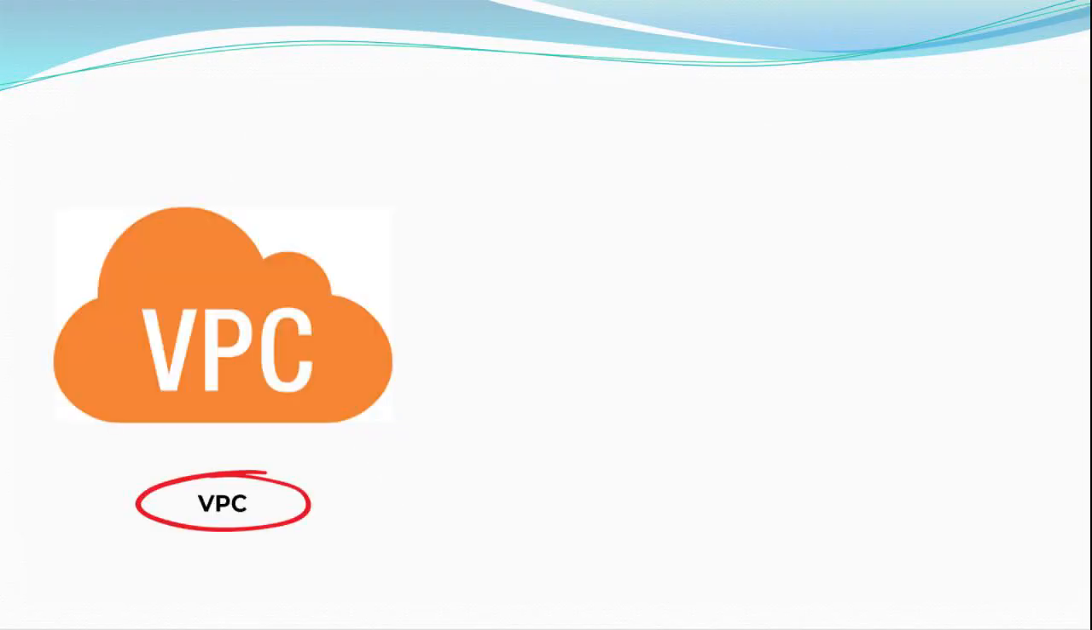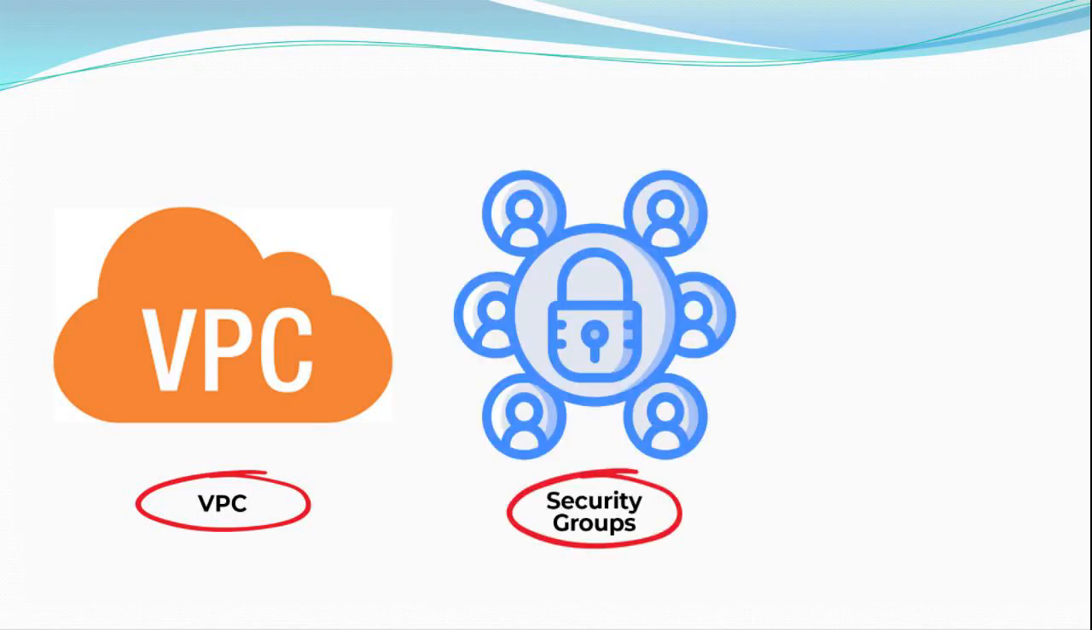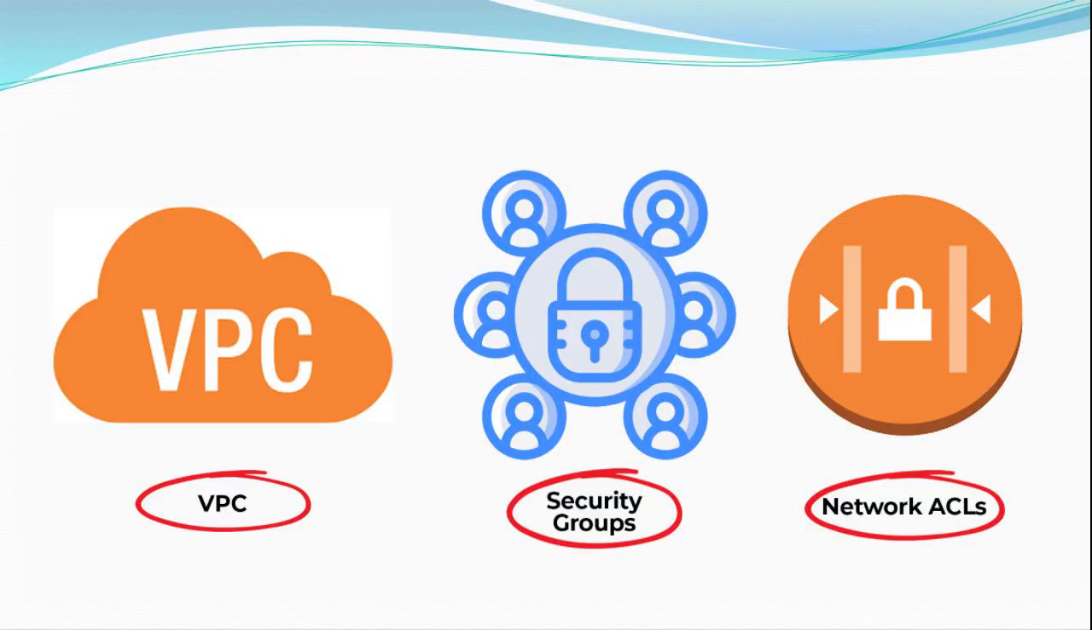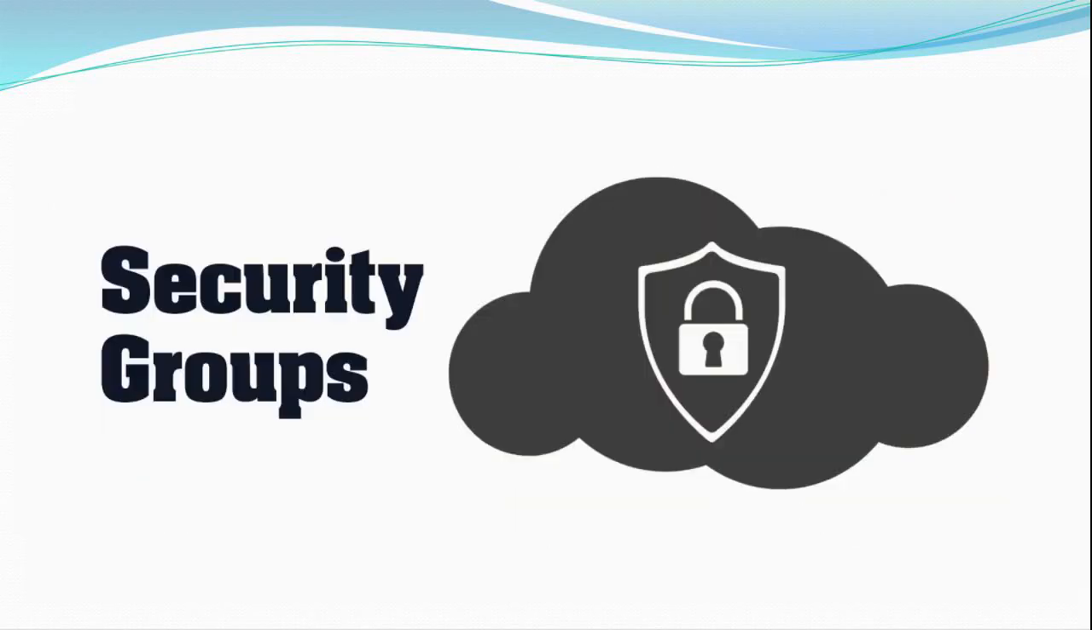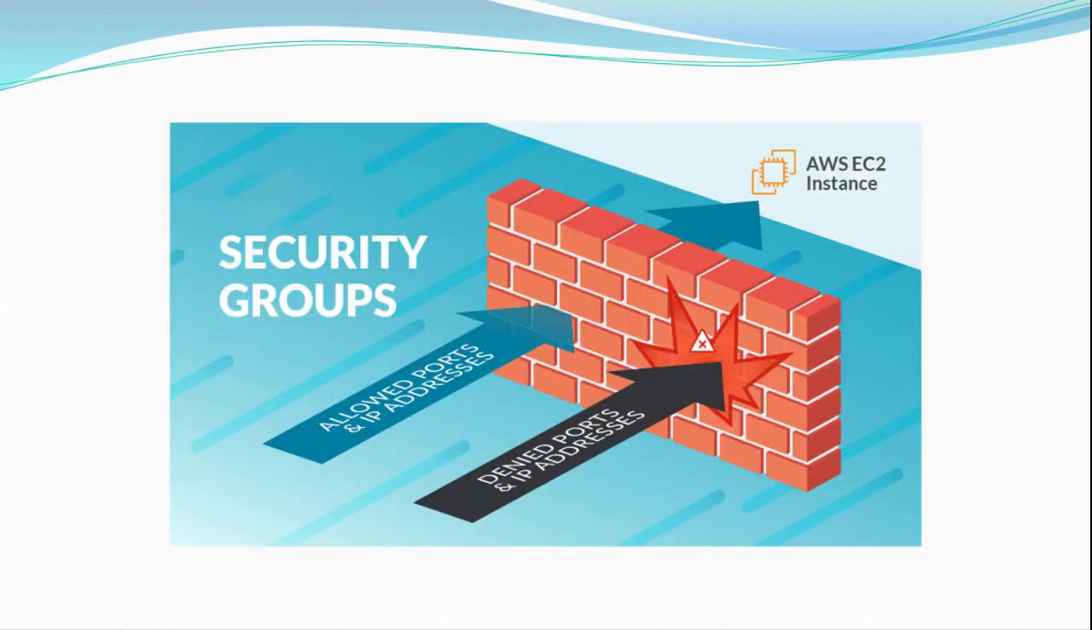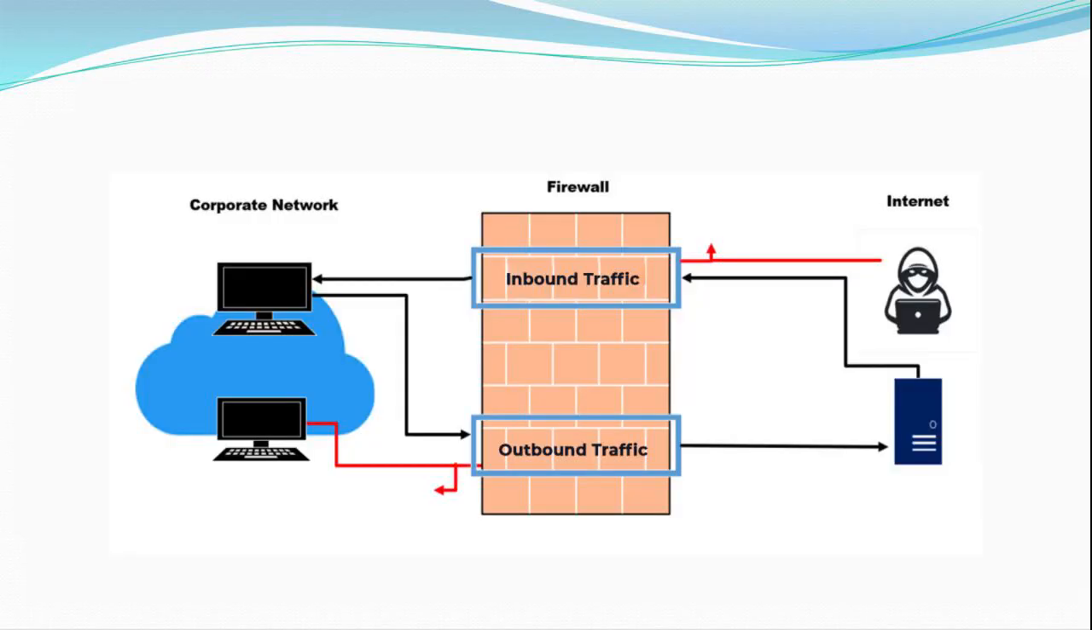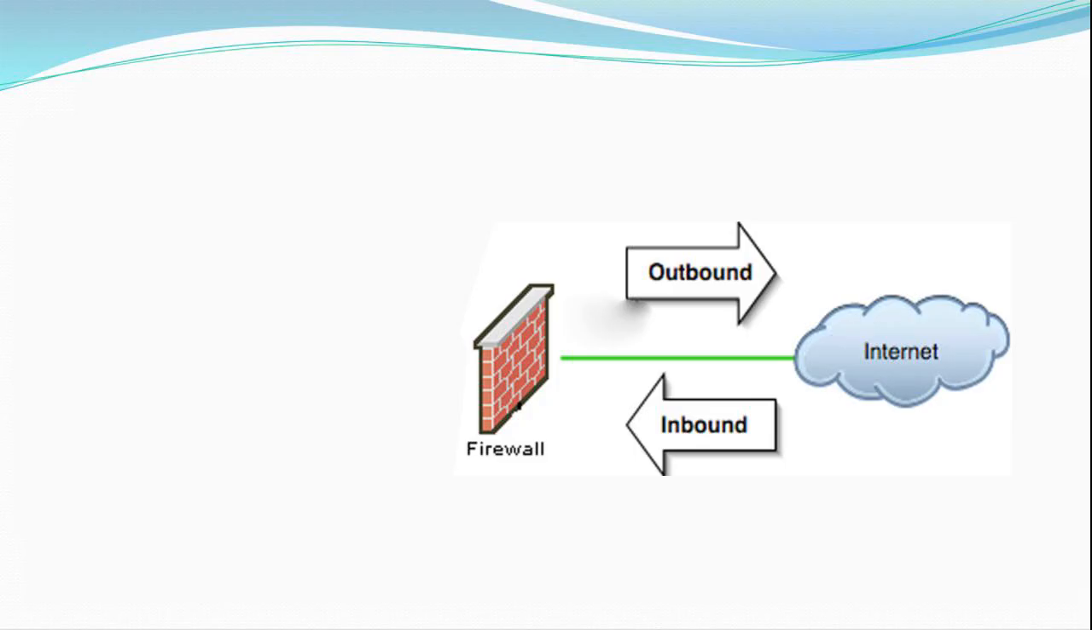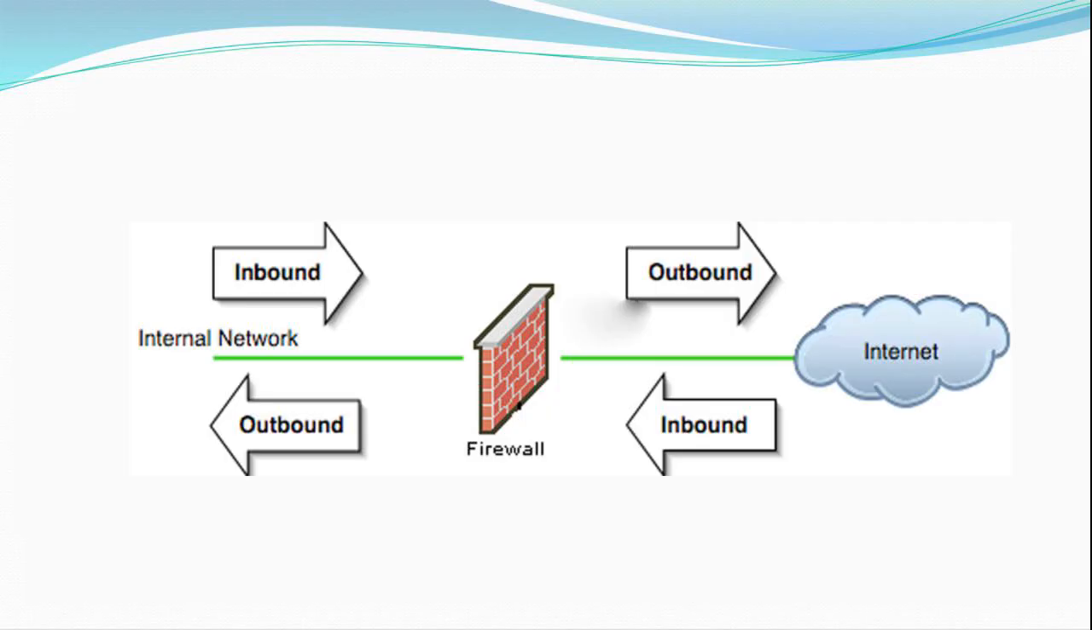As we proceed in this lesson, know this. To protect resources within a VPC, we use security groups and network ACLs. This lesson is not complete if we don't talk about security groups. Security groups act like virtual firewalls at the instance level. They control inbound and outbound traffic for each instance. They also operate on a stateful basis, meaning if you allow traffic in, the response is automatically allowed out.